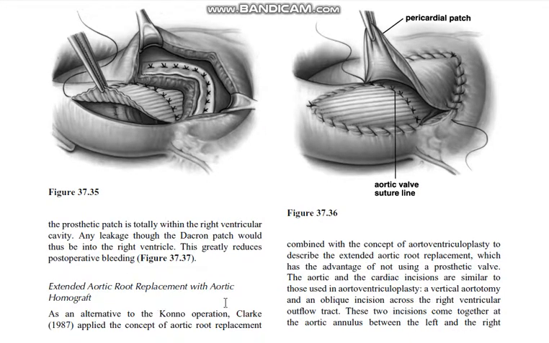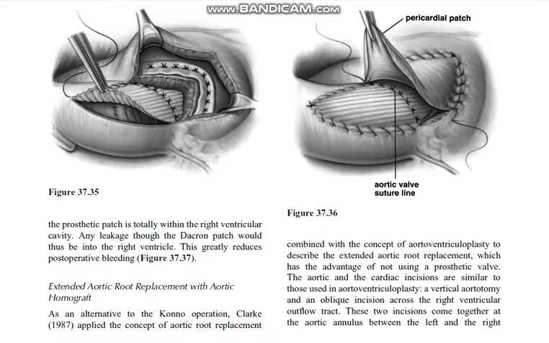Extended aortic root replacement with aortic homograft. As an alternative to the Konno operation, Clark applied the concept of aortic root replacement combined with the concept of aortoventriculoplasty to describe the extended aortic root replacement, which has the advantage of not using a prosthetic valve. The aortic and the cardiac incisions are similar to those used in aortoventriculoplasty: a vertical aortotomy and an oblique incision across the right ventricular outflow tract.